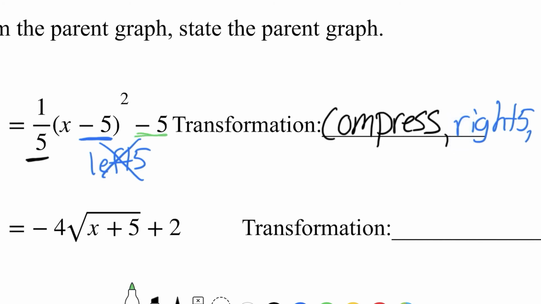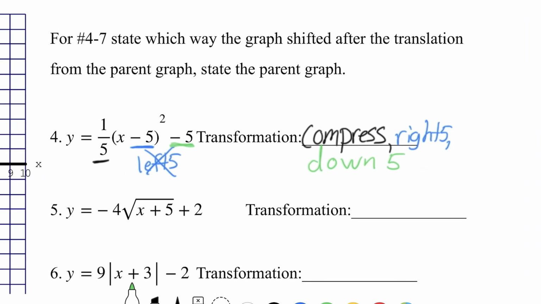Then we have the outside to look at. If we're on the outside, we're affecting the y's. So we're going to be either going up or down. We are obedient to the sign, so we're going to be going down 5. And that would be the transformation for number 4.